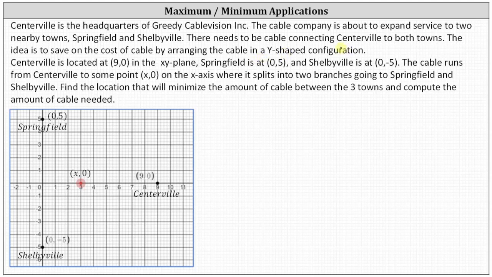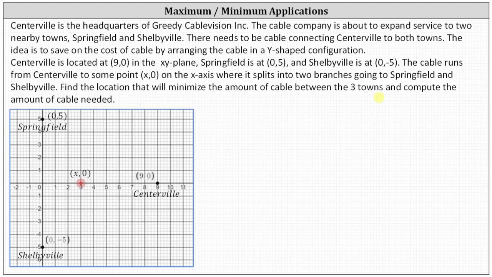Centerville is located at (9, 0) here on the coordinate plane. Springfield is at (0, 5) up here on the y-axis, and Shelbyville is at (0, -5) down here on the y-axis. The cable runs from Centerville to some point (x, 0), which I've labeled here on the x-axis, where it splits into two branches going to Springfield and Shelbyville. Find the location that will minimize the amount of cable between the three towns and compute the amount of cable needed.